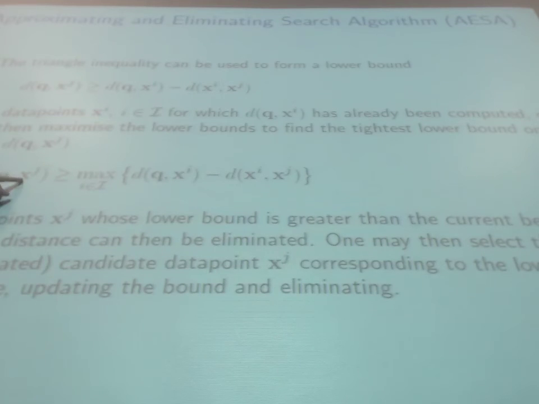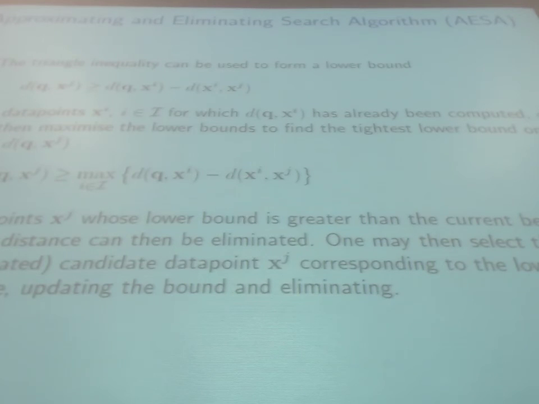Okay, so let's say that you've got a current best distance. You've got some candidate, and you know the distance between that candidate and the query. Let's say it's 3, right? So if there's some xj whose distance to the query you can show is bigger than or equal to 4 by this bound, then clearly it's worse than 3. So you can discard it. You can eliminate that data point from consideration. Right, so this is the elimination part of this algorithm.